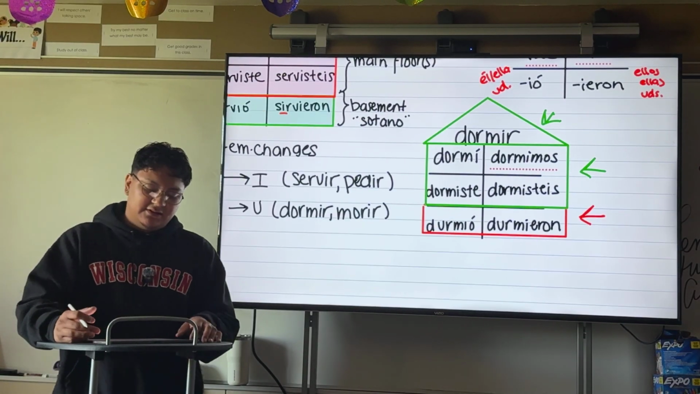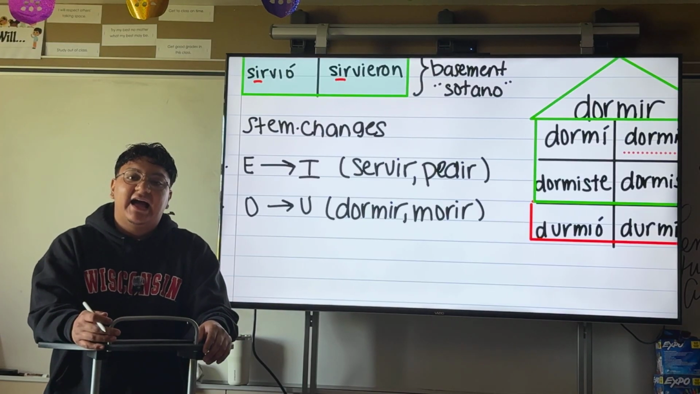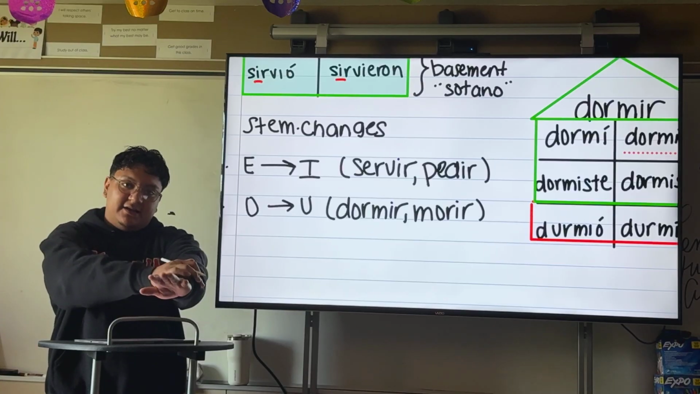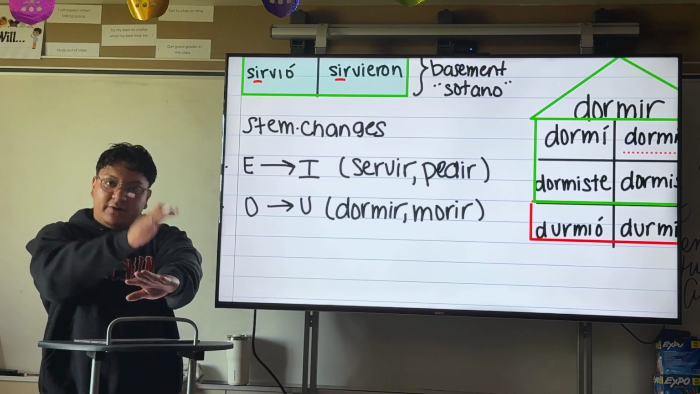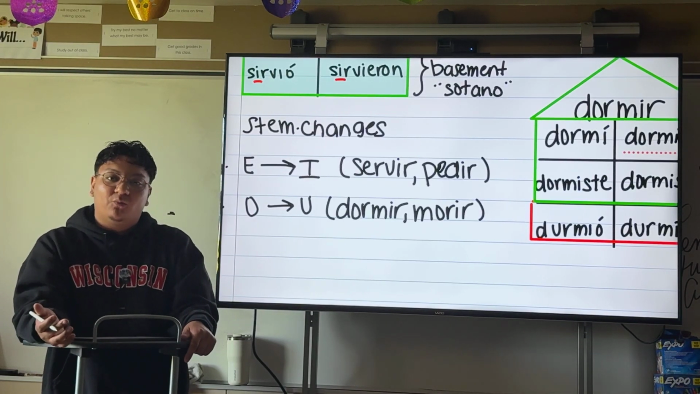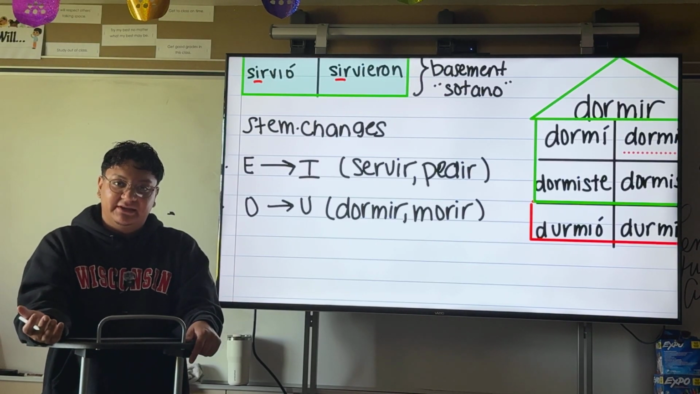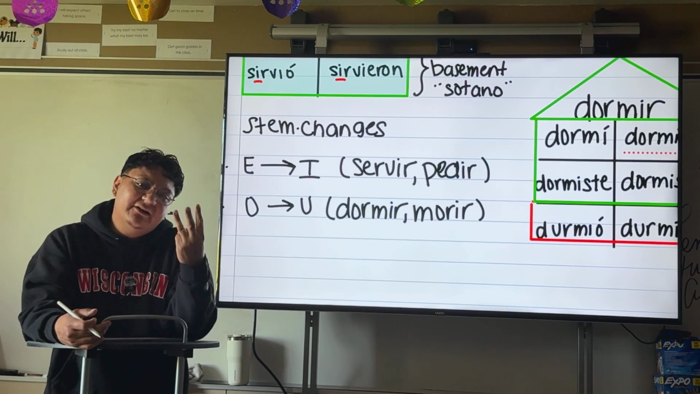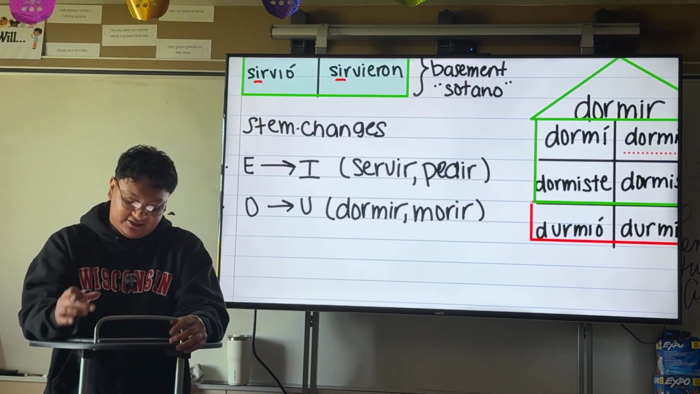Okay? So now, these four examples have been with two syllables, right? Servir, pedir, dormir, morir. Simple, right? It's super easy to figure out which one is a stem, right? It's always going to be the first syllable in two-syllable words. But what about if it's three syllables? What happens then? Well, let's look.